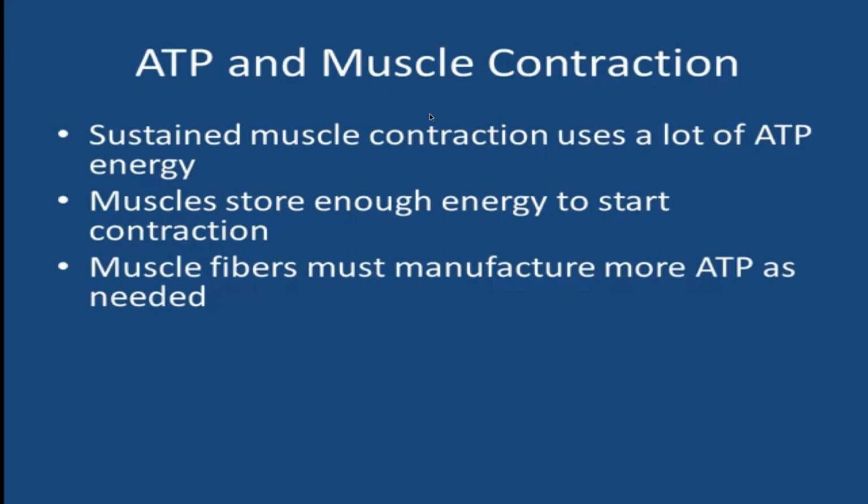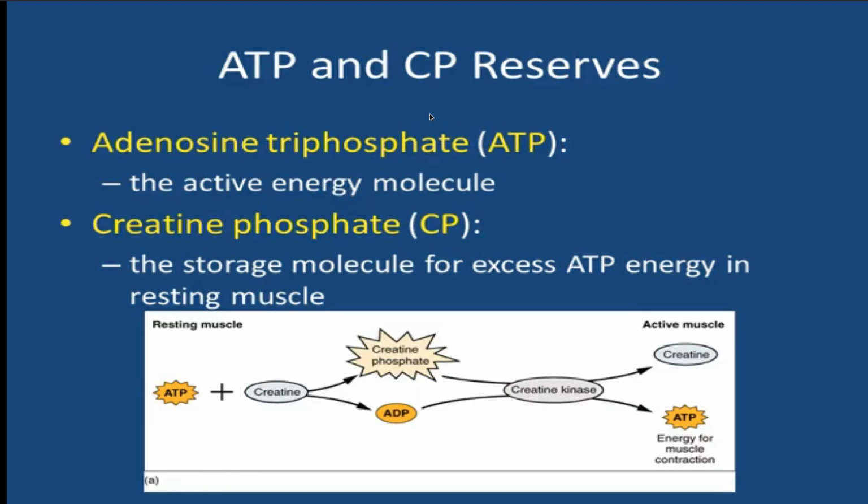ATP and muscle contraction was talked about previously, but it takes a lot of energy in the form of ATP to sustain muscle contraction. Muscles store enough energy to get the contraction started, and the rest of the ATP must be manufactured by the muscle fiber as it is needed. ATP is the active energy molecule, and if a resting muscle has more ATP than it needs, it transfers that excess energy to a storage molecule called creatine phosphate, which we talked about previously as well. The energy in creatine phosphate is used to recharge ADP to ATP, using the enzyme creatine phosphokinase, or CPK. And when creatine phosphate is used up, other mechanisms then generate ATP.